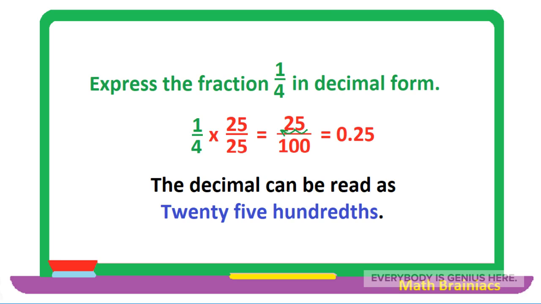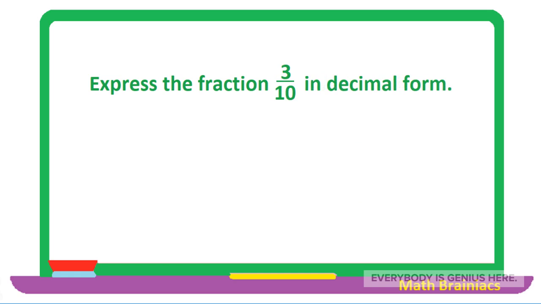I want you to take note that if we have two zeros on the denominator, we're going to write the decimal point on the numerator 2 places to the left. And it will give us 0.25. The decimal can be read as 25 hundredths. Let us work on another example so that you can understand the lesson well. Express the fraction 3/10 in decimal form.